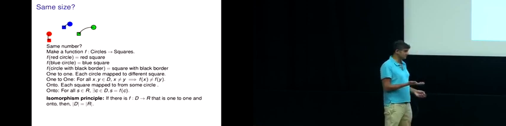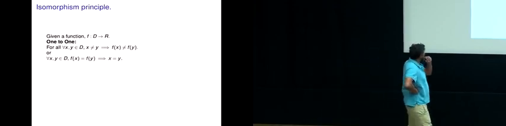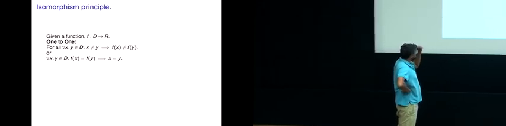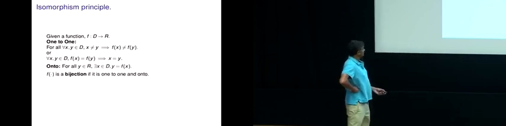Okay, we've already used this a lot of times. Given a function f from D to R, it's 1 to 1 if this is the case, or this is just the contrapositive of that statement. If for all x and y, if x is not equal to y, then f of x is not equal to f of y. The contrapositive of that is if f of x is equal to f of y, that implies x equals y.